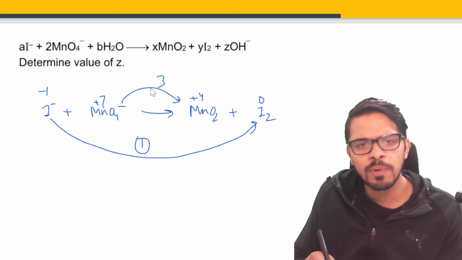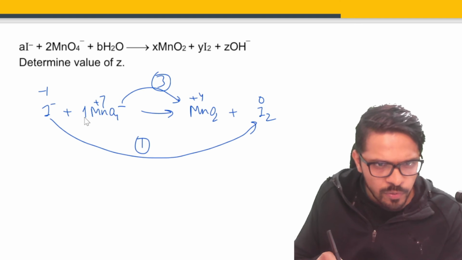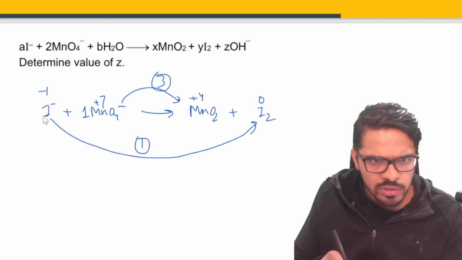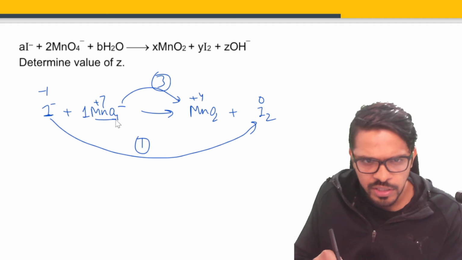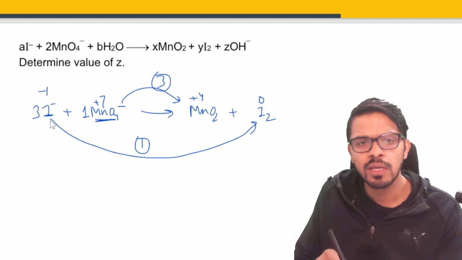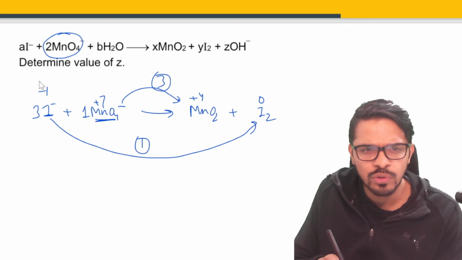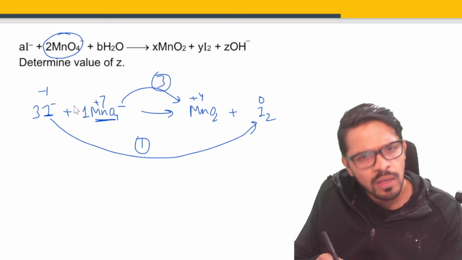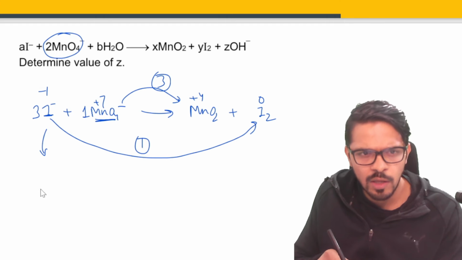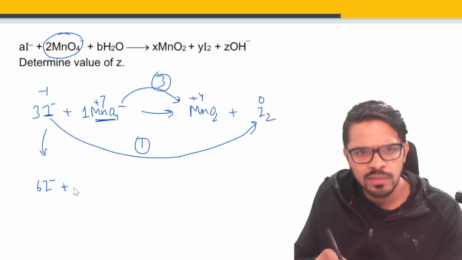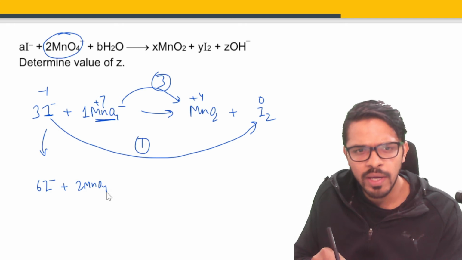So I'll cross multiply the change. This would be 1 here, because this is a change of iodine, and the change of MnO4 minus, I'll multiply 3 here. But in the question I can see it is 2 times. So basically I have to do 2 times of everything. Got it. So you just double it. We have 6I minus, 2MnO4 minus.